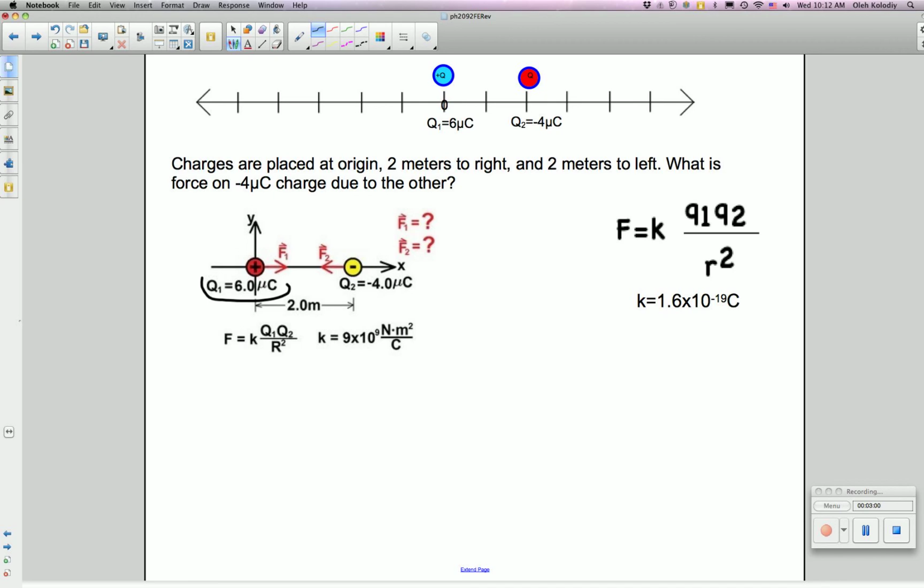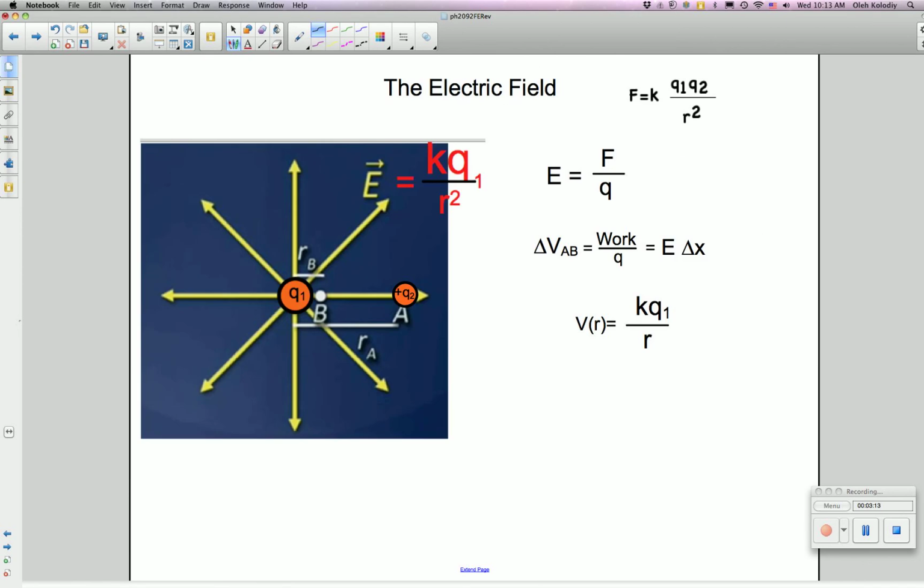In this particular problem, the type of problem you may get on the test is just to calculate the value of the force, like the previous one, using these numbers. Like Q1 is 6 microcoulombs, or 6 times 10 to the minus 6 coulombs, and Q2 is minus 4 microcoulombs. So in this case, the force would be attractive between them.